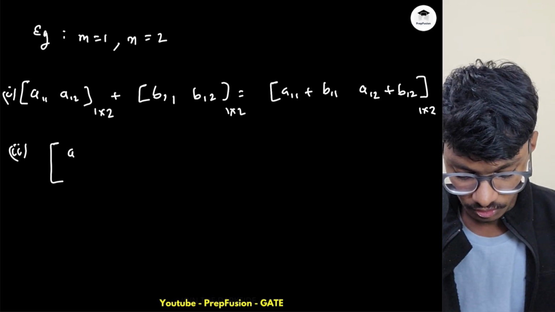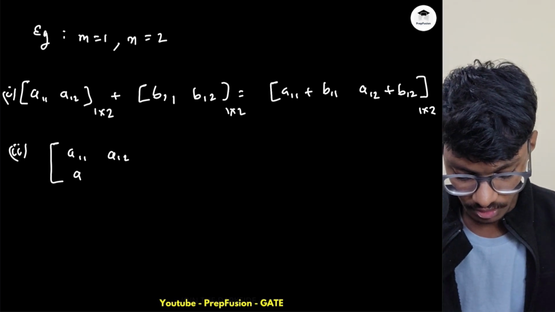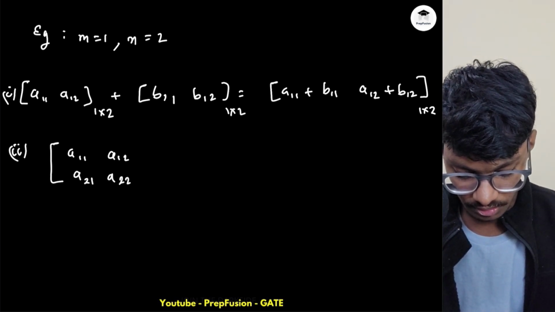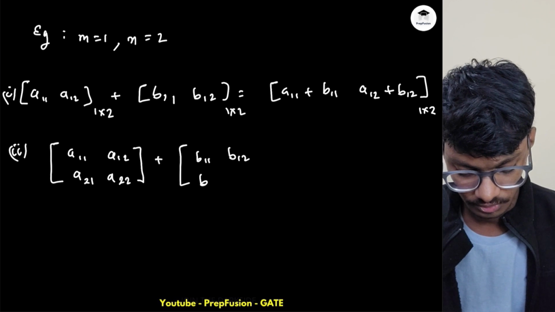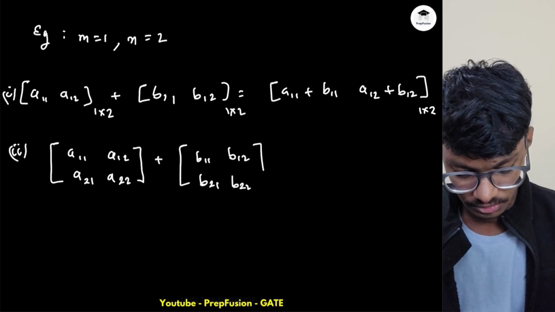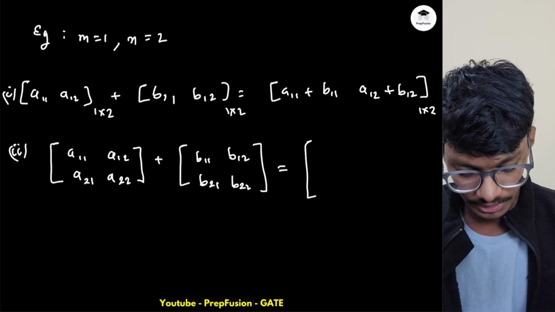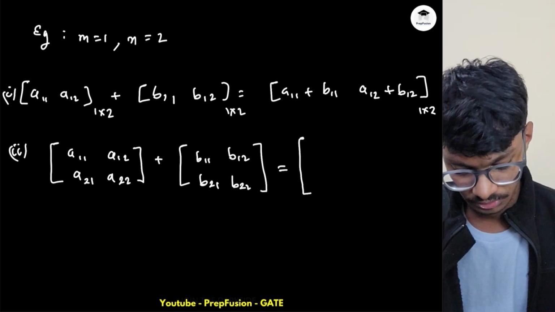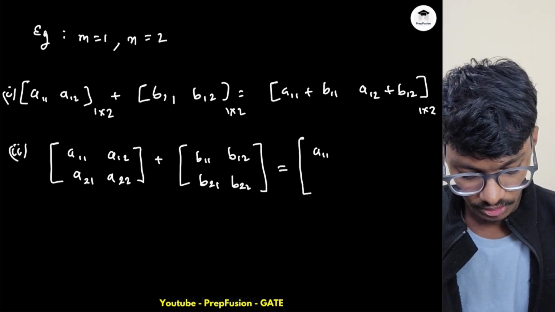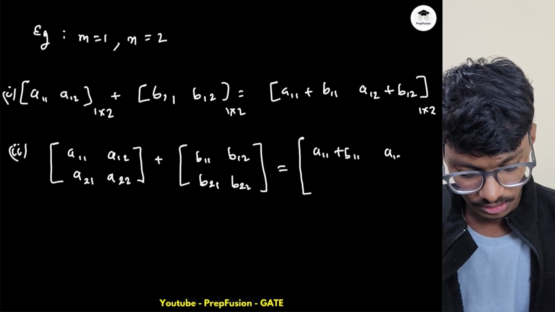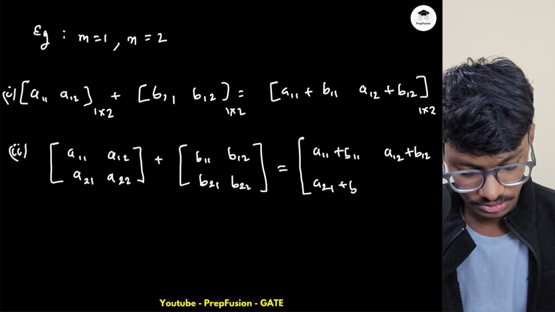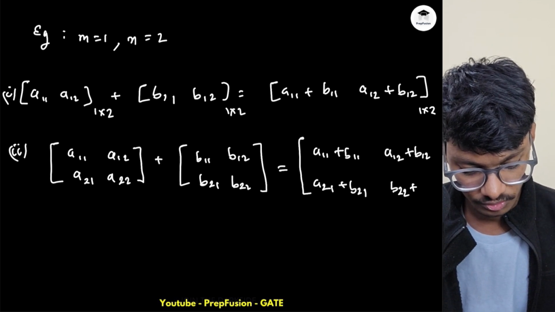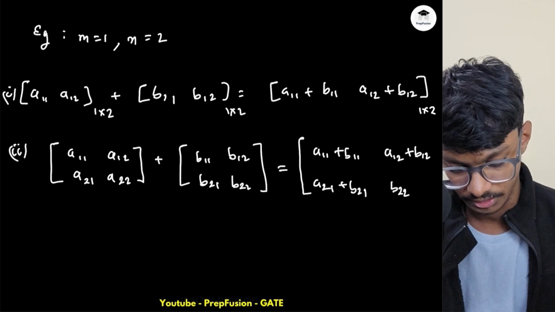Again here 2 cross 2, so this is A11, A12, A21, A22 plus B11, B12, B21, B22. So here the addition will be A11 plus B11, then A12 plus B12, each of the elements will get added. A21 plus B21, and A22 plus B22.